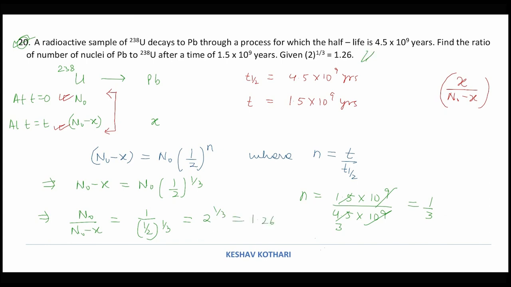But this is not the correct answer because the question is asking us X upon N0 minus X. So from this expression, we can easily calculate X upon N0 minus X, and it will be obtained as 1.26 minus 1, that is equal to 0.26. So this is going to be the answer for this particular problem. With this we come to an end of the question solving of modern physics.